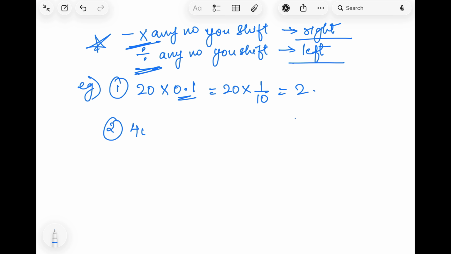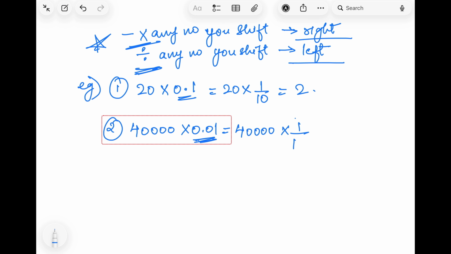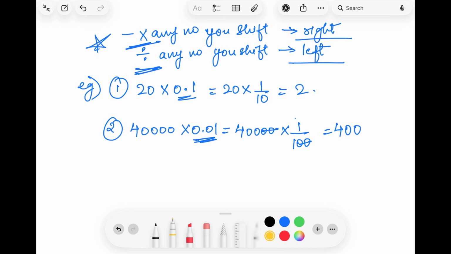Similarly, if it is 40,000 into 0.01, again we will write down the place value exactly. What is the place value of this number? This is 40,000. This is 1 upon 100. So what is the answer? The answer is 400.